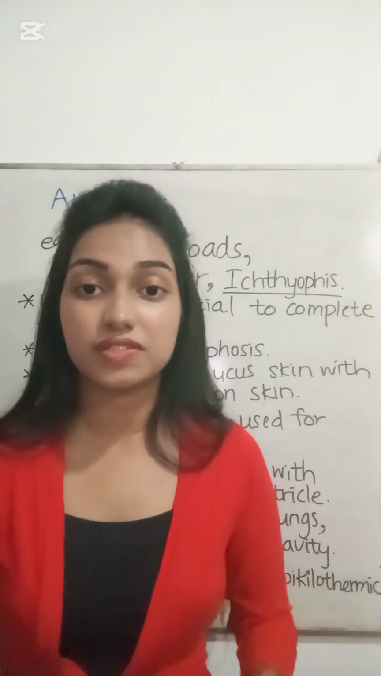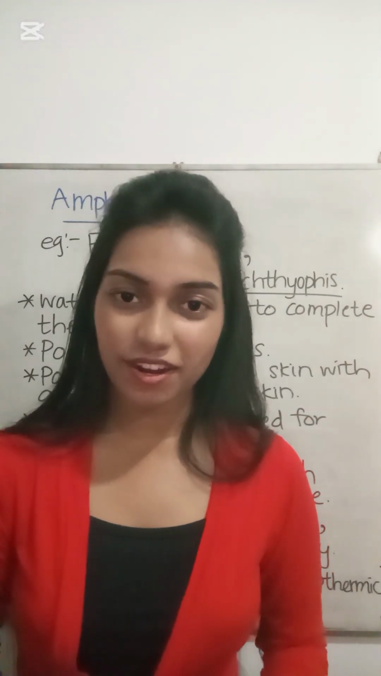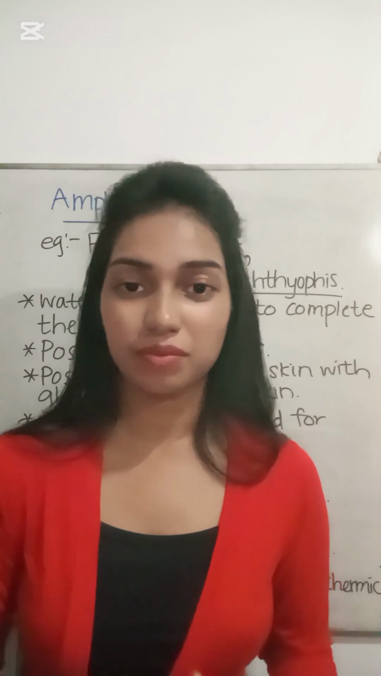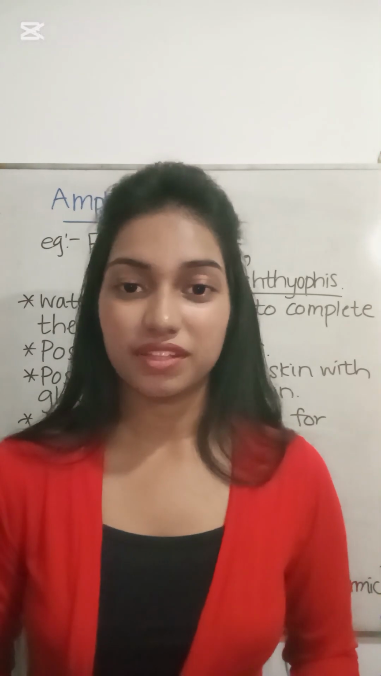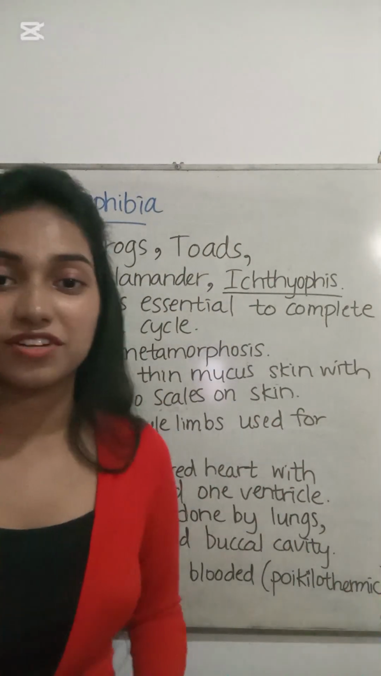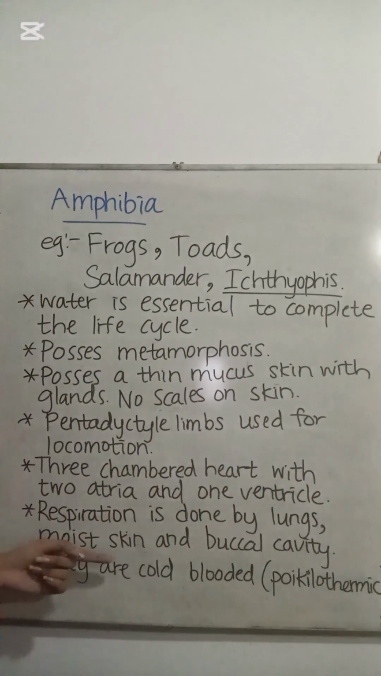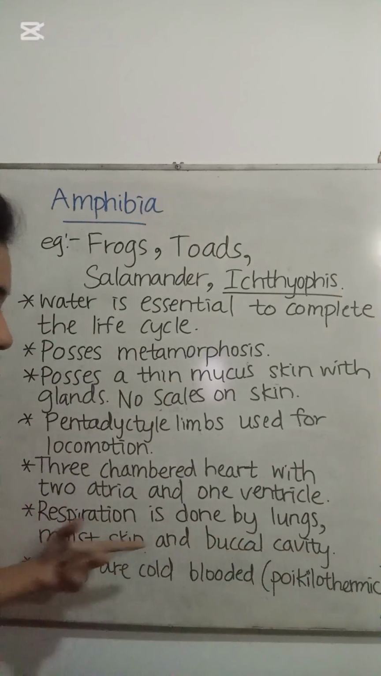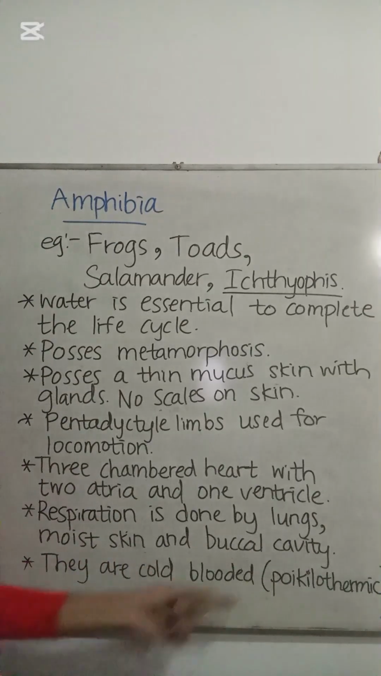Earlier when we were talking about the Pisces, can you remember? The fishes had a two-chambered heart, 1 atrium and 1 ventricle. What has happened when they evolved into amphibia? Now they have 2 atria, the amphibians have 2 atria and 1 ventricle. So now they have a three-chambered heart, right? Respiration is done by lungs, moist skin and buccal cavity. These are the structures where they do their respiration. And remember, they are cold-blooded animals, or as you can say poikilothermic.